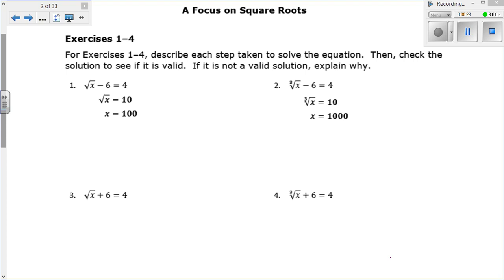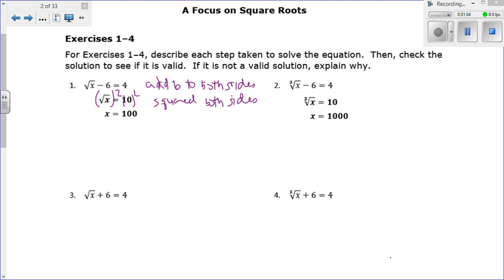So in this first example, what we did is we added 6 to both sides. And then to get rid of the square root, we squared both sides. To undo a square root, you have to square it. And so we got x equals 100.